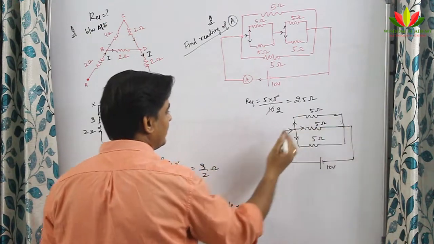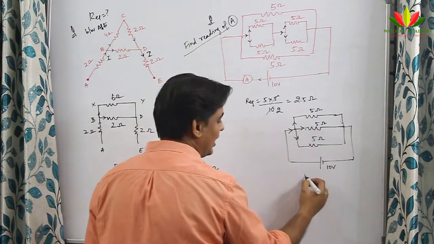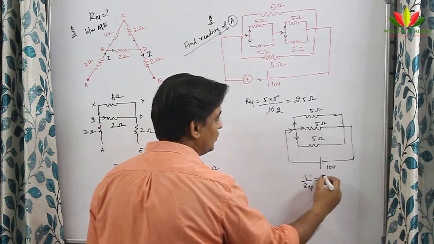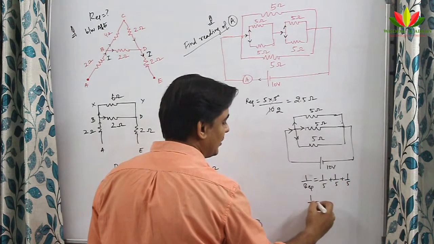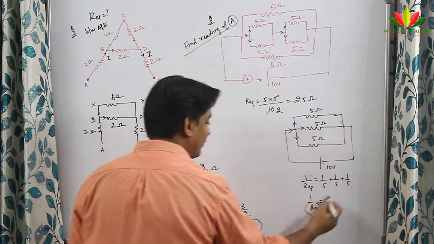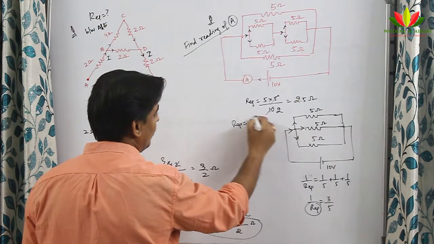So what will be the R equivalent? Here I cannot use this rule because it is only for 2 resistances. So if you want to find R equivalent, I will write 1 by R equivalent is equal to 1 by 5 plus 1 by 5 plus 1 by 5. So 1 by R equivalent is equal to 3 by 5. So R equivalent is equal to 5 by 3 ohms.